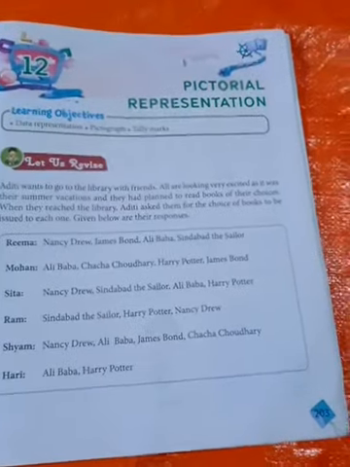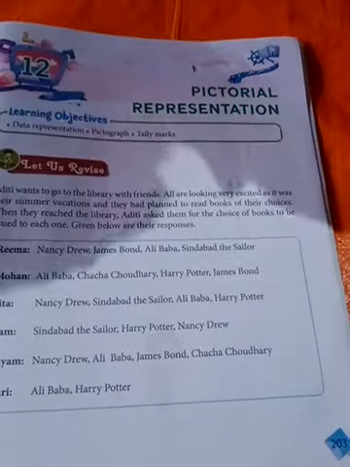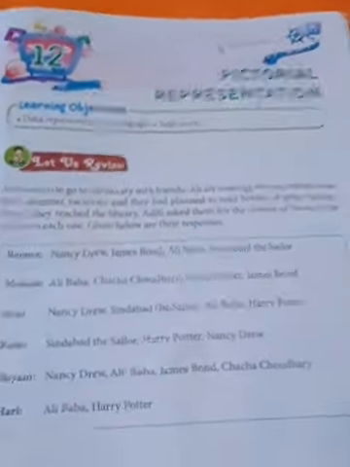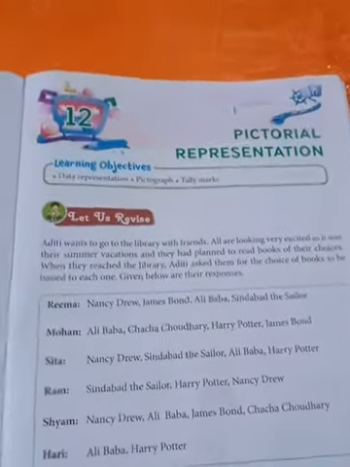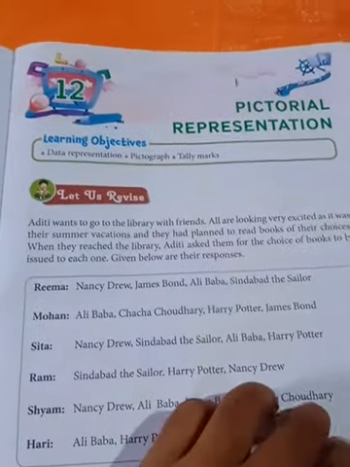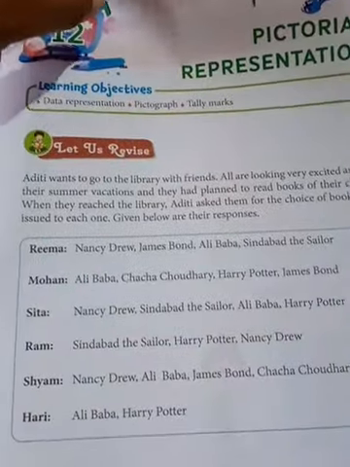Now it is time for maths for class 3, chapter 12, pictorial representation. The learning objectives are data representation, pictograph and tally marks. At first I will tell you what data representation is, with an example.